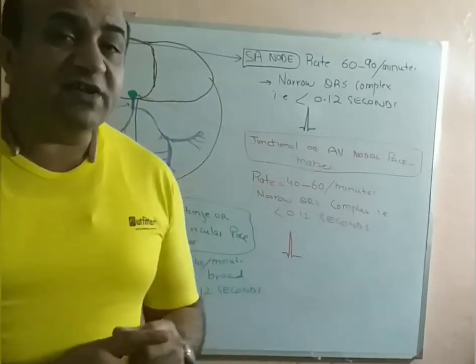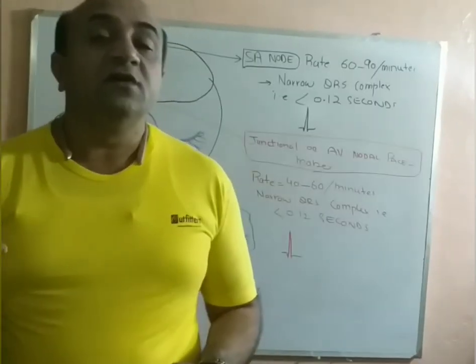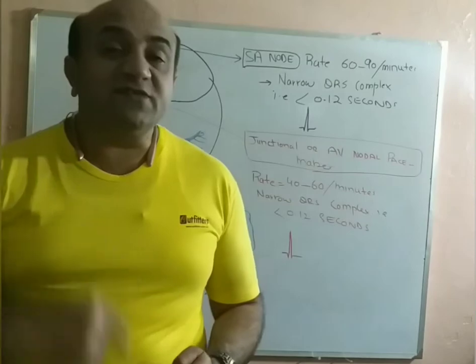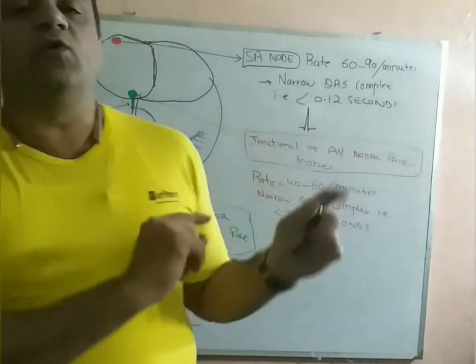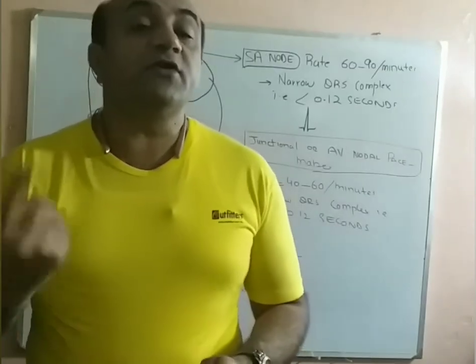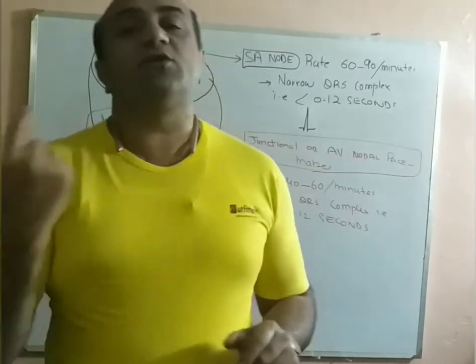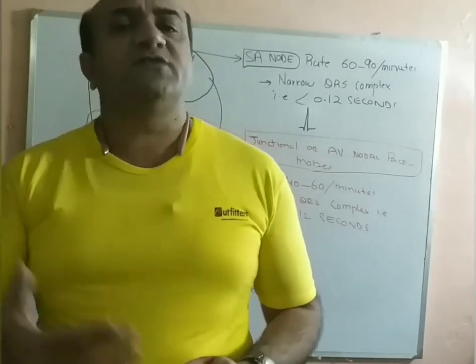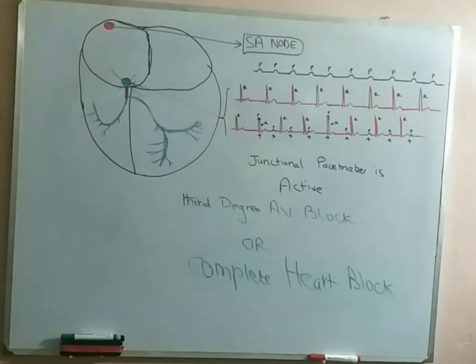So the ECG criteria are: no association between the P and the QRS complex, and the rate of the ventricle will be less than the P rate. The P to P interval will be regular and the R to R interval will be regular, but there is no correlation between the P and the QRS complex. Let's draw these diagrams. If you look at this diagram, this is a case of complete heart block, or third degree AV block.